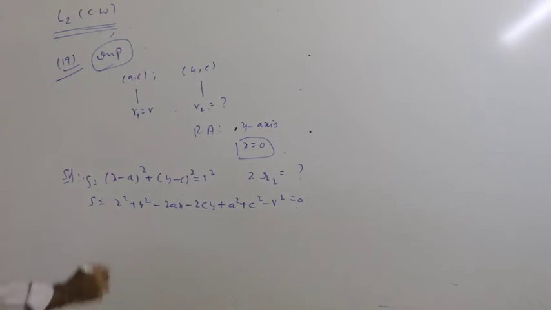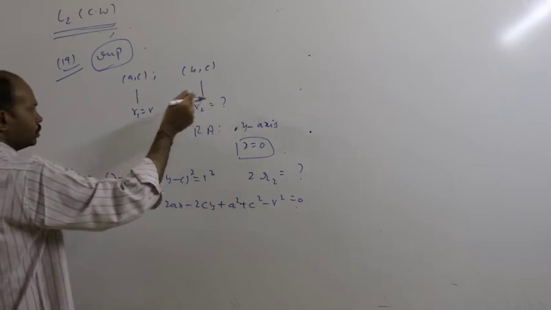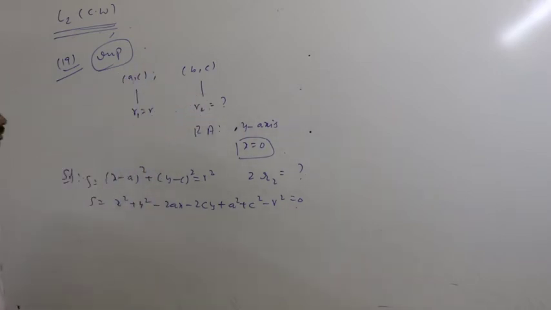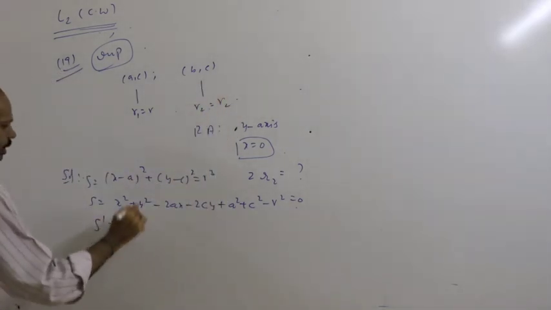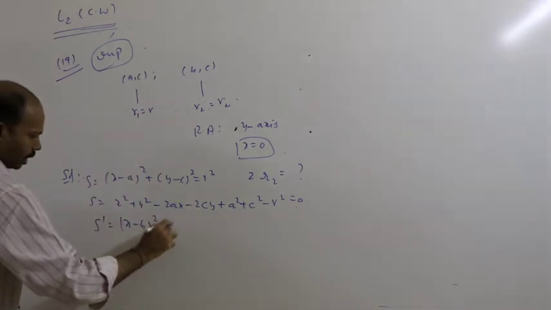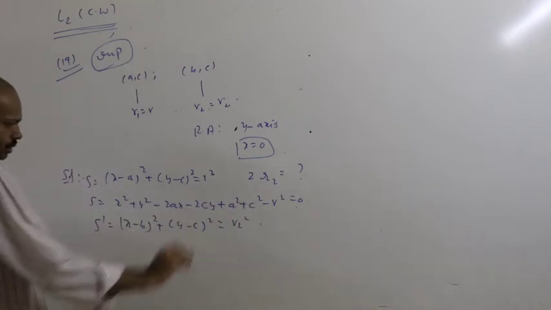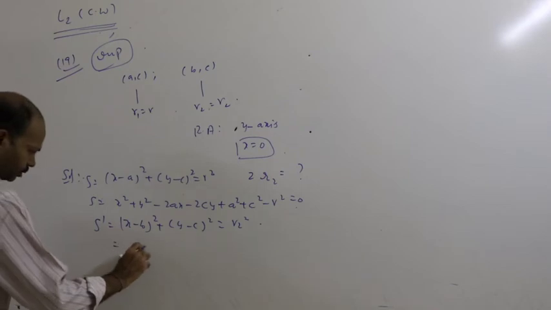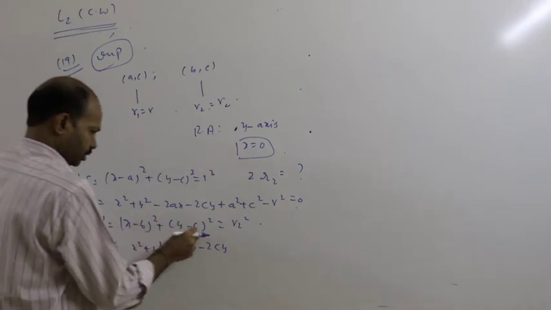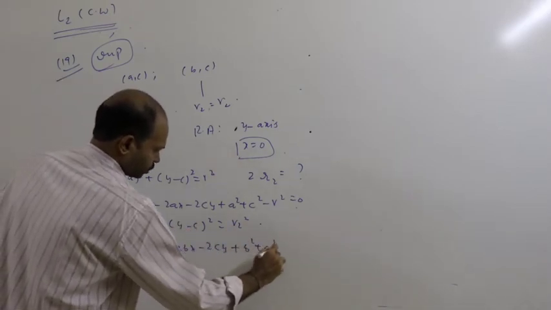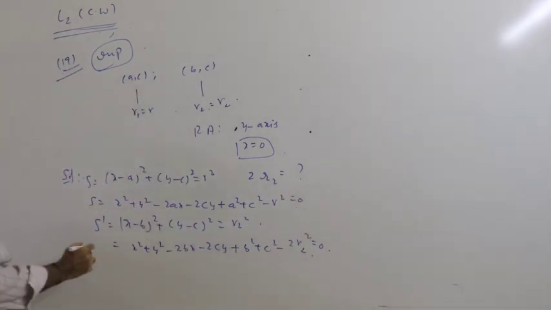And what about the other one? S dash, with center (b, c) and radius 2. We don't have radius 2. It was given r for the first; radius 2 you take as r2 itself. Now the equation S dash is (x minus b) whole square plus (y minus c) whole square equals r2 square. We don't know this r2, we have to find it. This is x square plus y square minus 2bx minus 2cy plus b square plus c square minus r2 square. This is S and this is S dash.